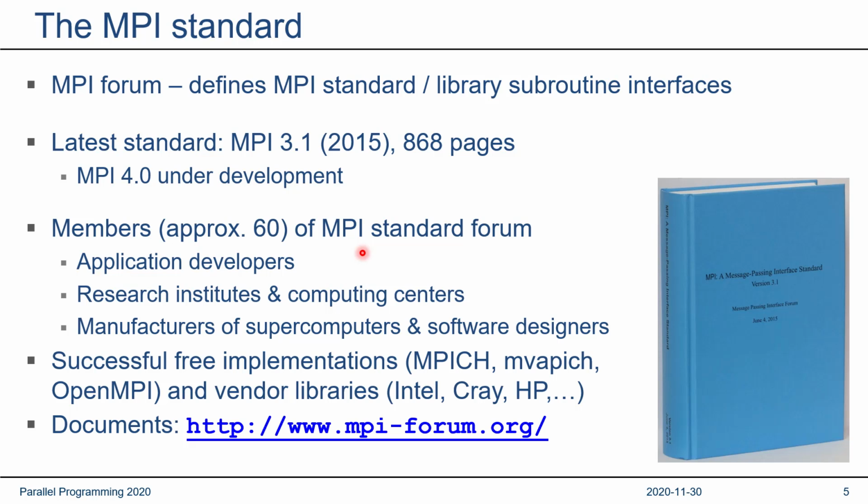There are luckily successful free implementations. The most popular one over the last 20 years is probably MPICH. There's also MVAPICH, OpenMPI, and some others. And there are, of course, commercial vendor libraries by the major companies like Intel, Cray, and Hewlett-Packard. The standard is free for download at mpi-forum.org, but as I said, you can also order it as a printed book.